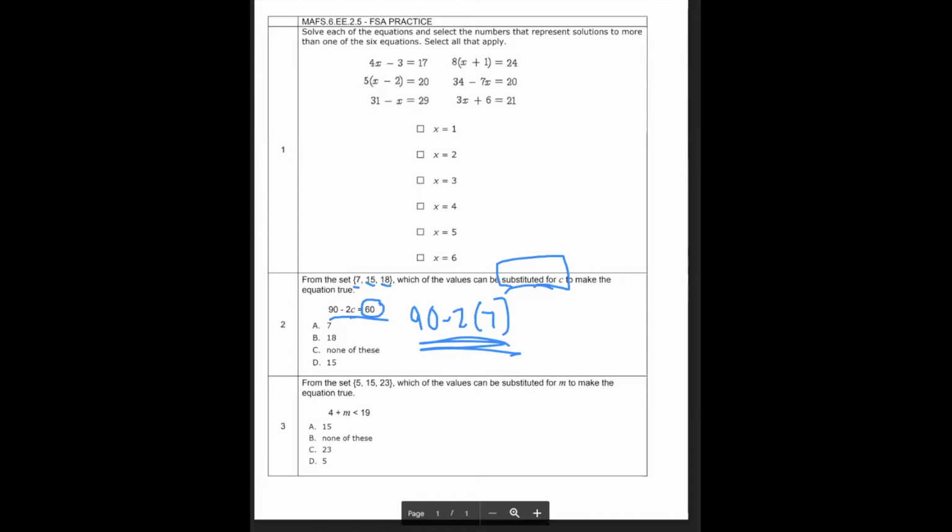That's 76, right? Yes, it's 76. So we plugged in 7, we got 76, and 76 is not equal to 60. So 7 cannot be the answer, because when we plug in 7, we don't get 60. So I'm going to go for choice B now. It says 18. Let's try that one.